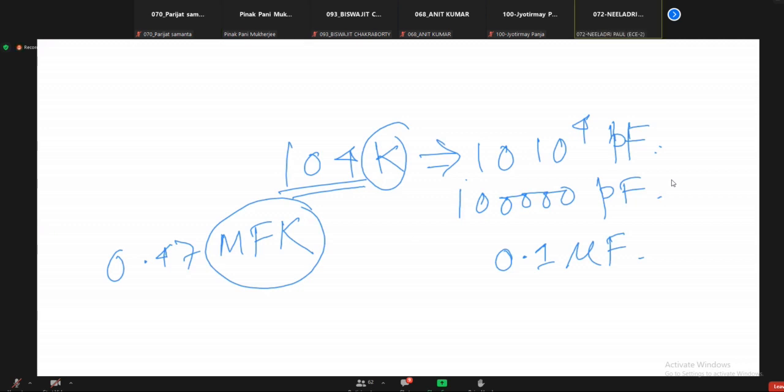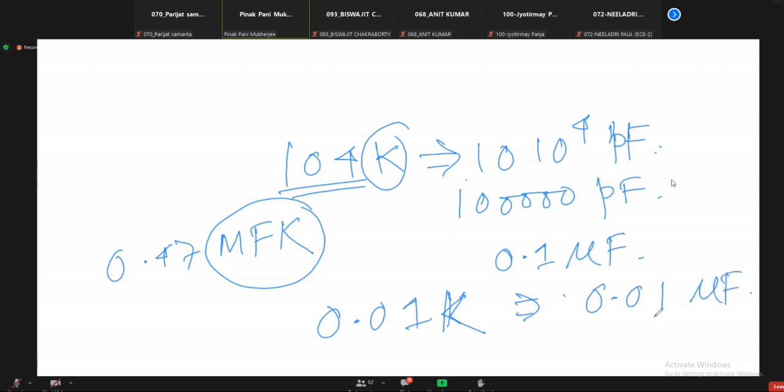So how to write 0.47 in picofarads? Okay, let me do another thing. Suppose it is written 0.01K. So 0.01K is actually 0.01 microfarad. Then 0.047K is actually 0.47 microfarad.